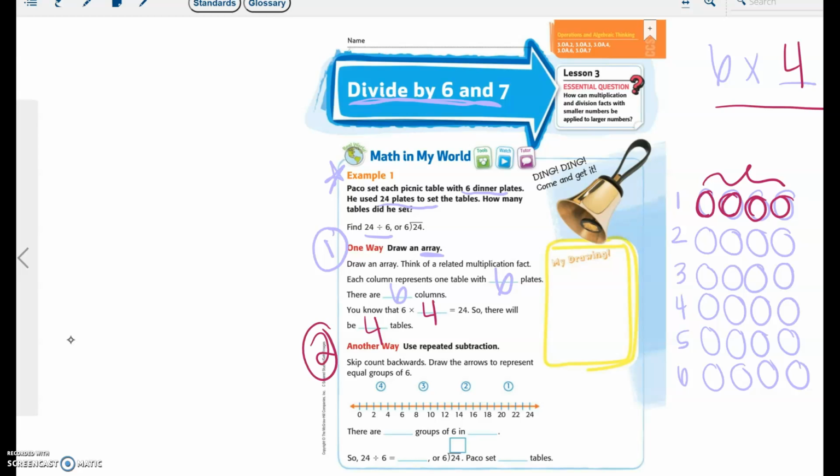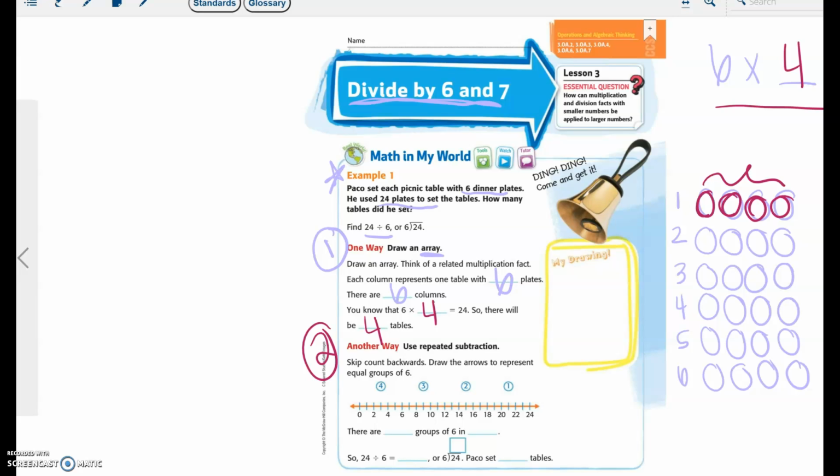You could use repeated subtraction. You can skip count backwards. Draw the arrows to represent equal groups of 6. So I would skip count backwards. I'm going to start at 24 and skip count backwards until I get to 0. And I'm going to subtract 6 each time.